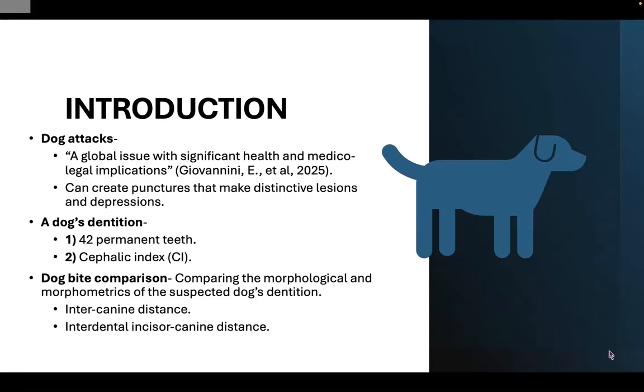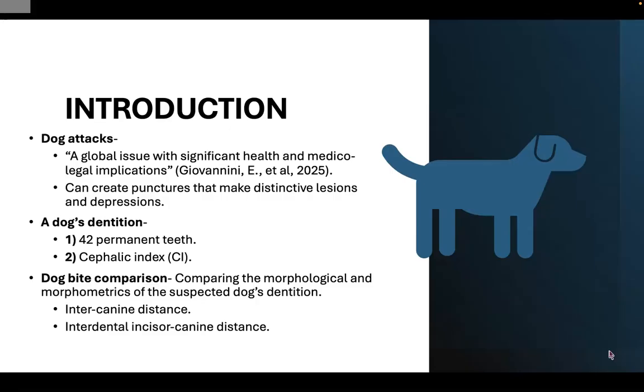Dog attacks on humans is a global issue with significant health and medico-legal implications. It can create punctures that make distinctive lesions and depressions on the skin. Two groups that are most affected are the actual animal owners, which are the family members and children, and the second group are people over 70 years old.